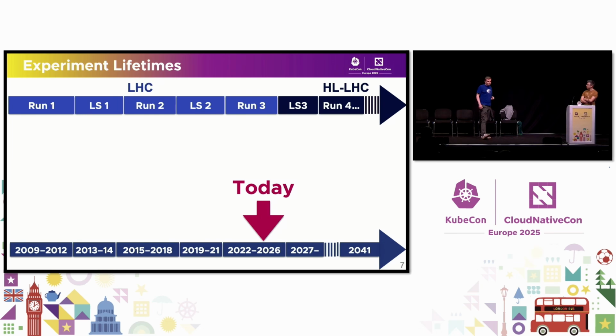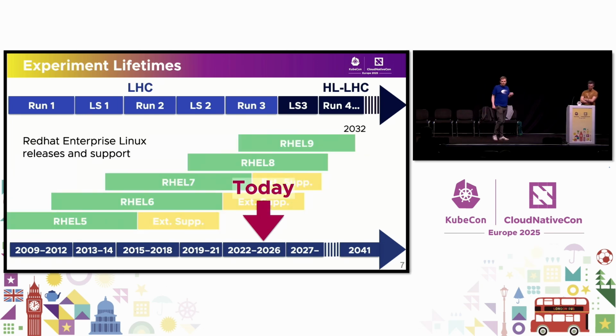Okay, and now as a software engineer, you think about, what is actually my Linux distribution or release that I can use? And you can see that we initially started with Red Hat Enterprise Linux 5 and all derivatives of that, right?